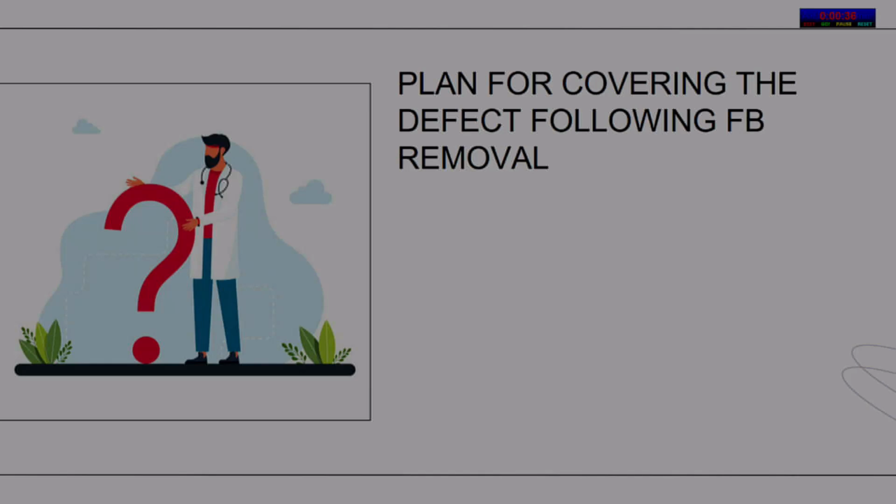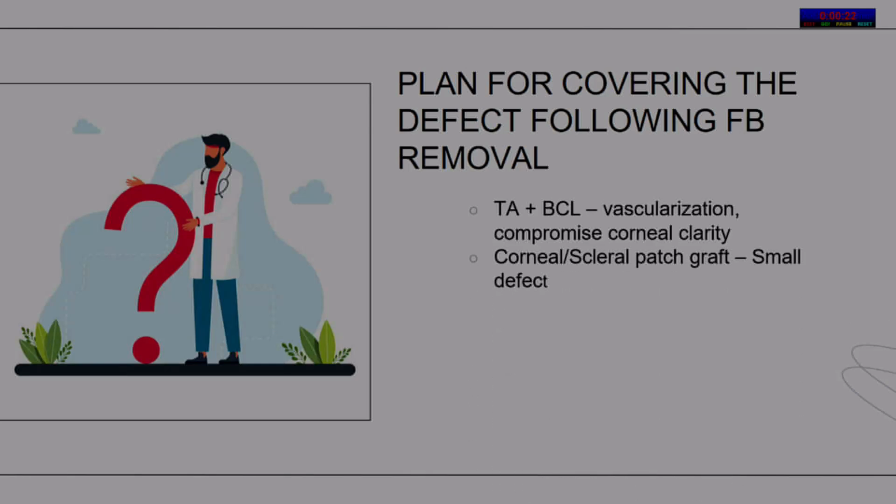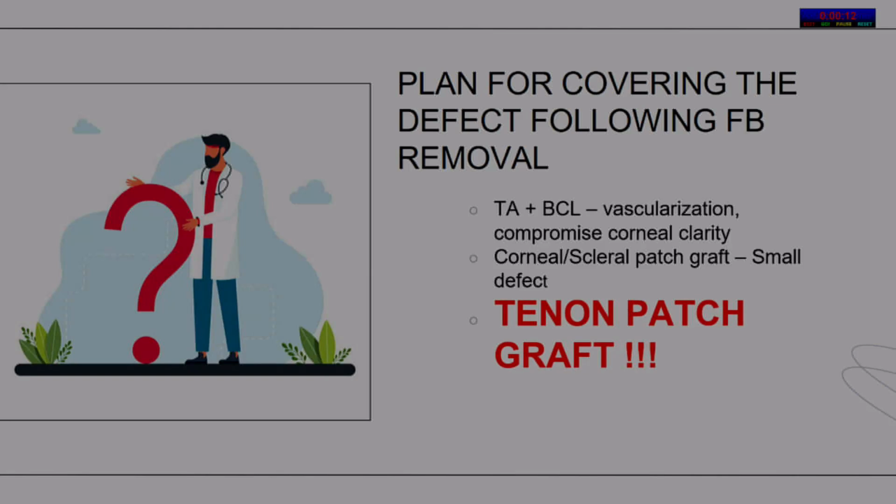So after foreign body removal, we were faced with the challenge of managing the 2 mm limbal defect. Several options were considered, such as a TA with BCL, but this was not considered as it can cause vascularization and ultimately compromise corneal clarity. Our next option was a corneal or scleral patch graft, but since the defect was very small, we did not choose this because it would be excessive for our situation. Finally, we went ahead with the Tenon's patch graft.